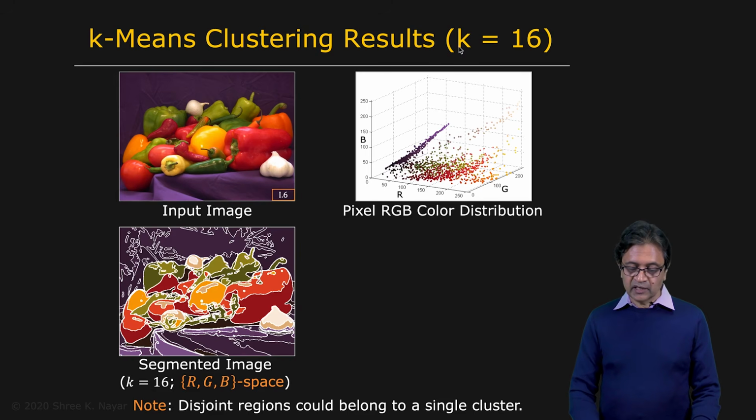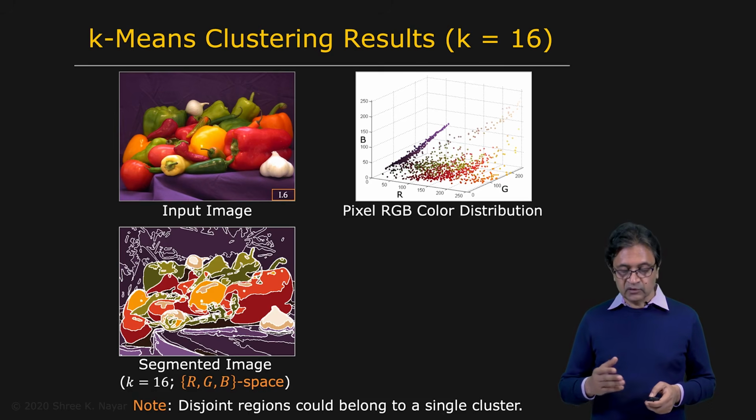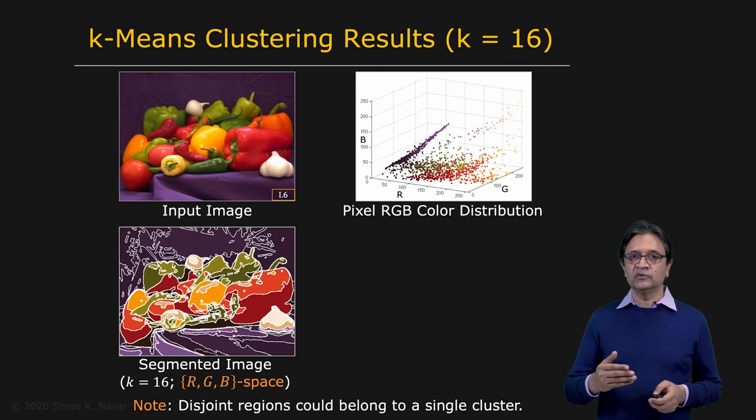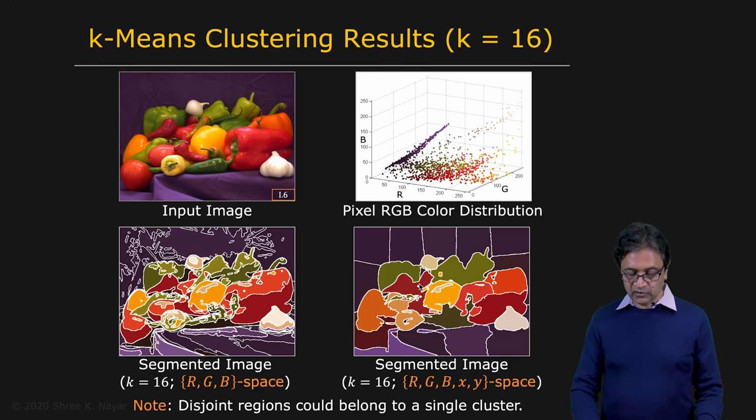And we said in this case, k is equal to 16, but you see that you have a lot more than 16 regions here. And that's because disjoint regions could belong to the same cluster, right? There is nothing here that precludes this region and this region right here as belonging to the same cluster because you're only using your color values. So this sort of tells you that if you make your pixels richer in terms of their visual characteristics, you can do better in terms of segmentation. And that's what we're showing here.